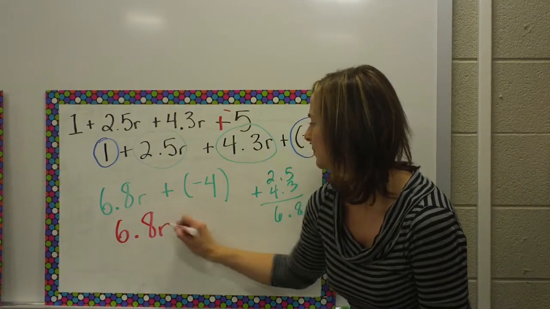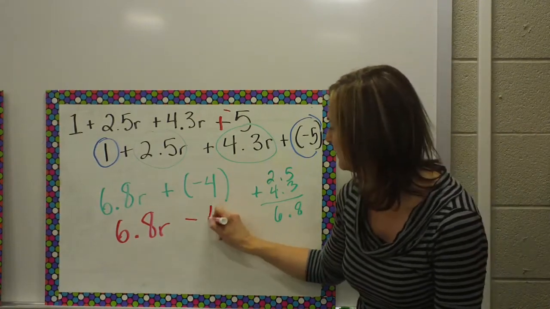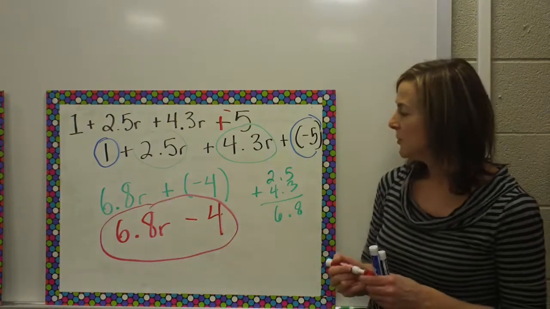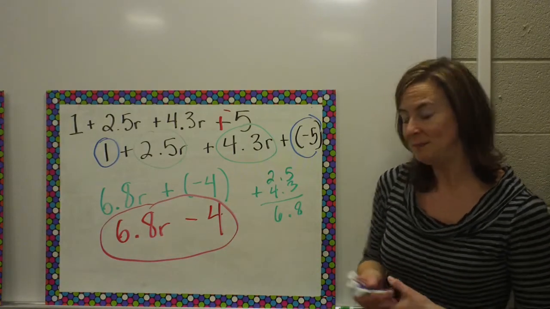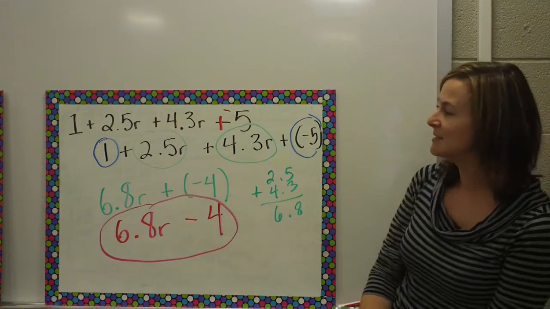6.8r minus the opposite of negative 4 is positive. So my final answer is 6.8r minus 4. Double check that your notes are complete, and we'll be practicing some of these in class.